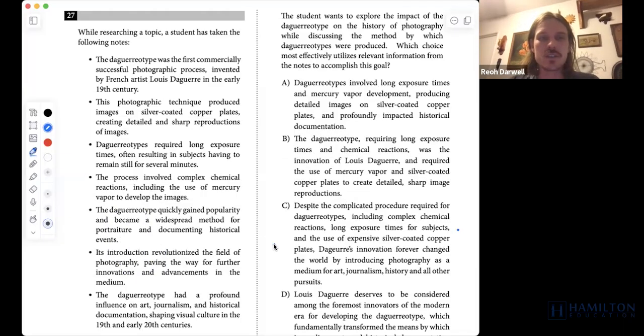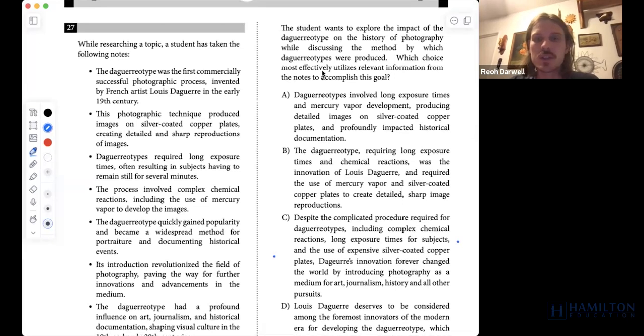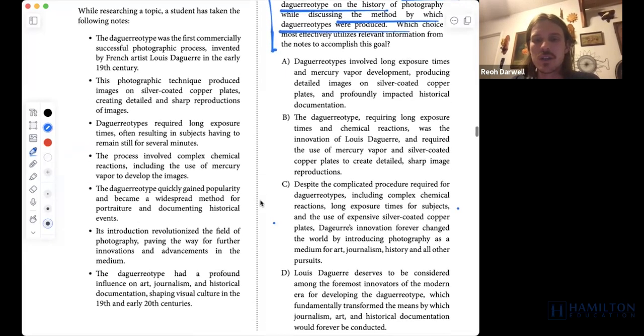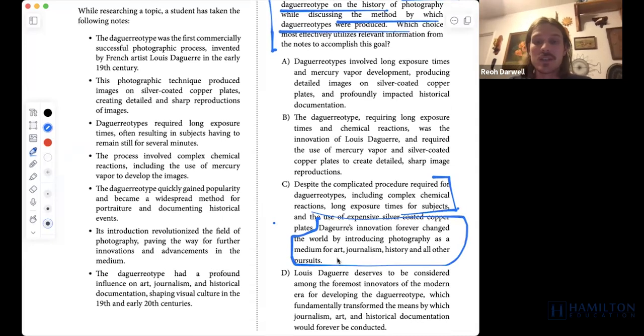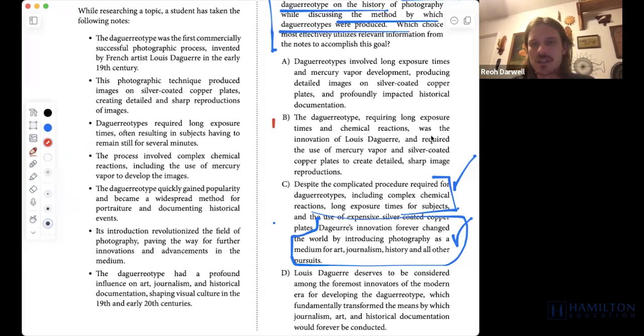All right, so 27 is a rhetorical synthesis question. That means we need to look at the question itself. So we want to focus on the impact it had while also discussing the method by which they were produced. All right, so C, we see the method right here, and we see the impact right here. So that is why C is correct. You have impact and you have method. Okay. B, we have just the method. Okay. With just the method, we are not getting the history, the impact, get rid of it.